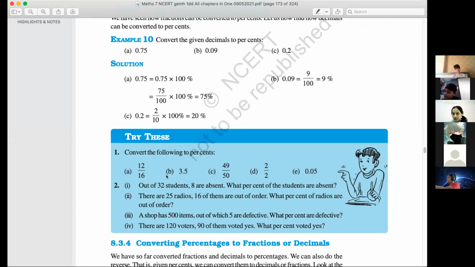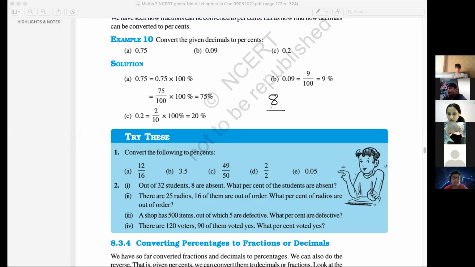You want me to do it again? The 32 one? Ibrahim is saying the answer is 12.5. Ma'am, Question 2, I don't get how you divided 8 upon 32. Can you show? 8 upon 32 into 100. Cancel with 8. 8 ones are 8, 8 fours are 32. Then 4 ones are 4, 4 fives are 20. Okay.